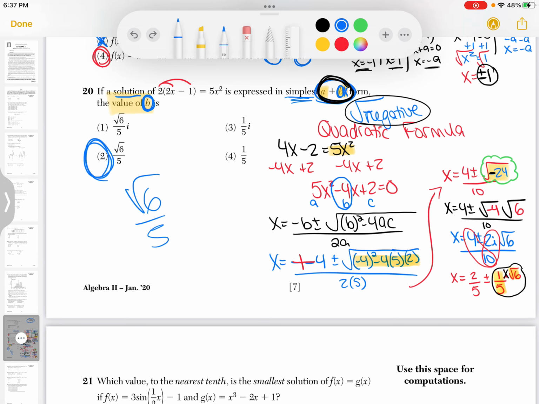Notice there is the i here. A lot of people picked that answer. If it's just asking for b, it wants the part that's in front of the i in a plus bi form, aka just that part.